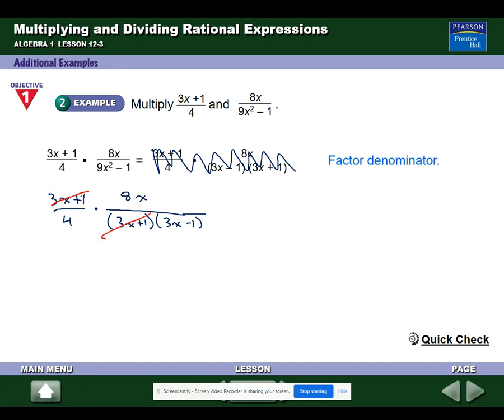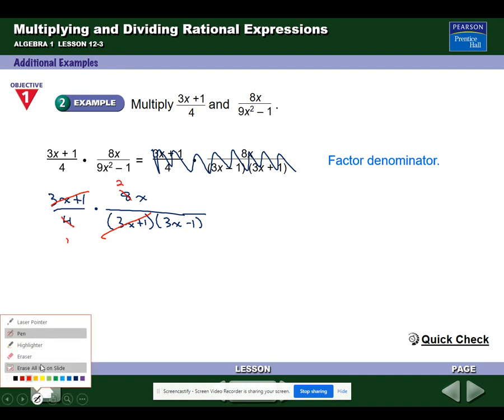Please realize that when you have this kind of multiplication, looking at the denominator, you have three things being multiplied: 4 times the quantity 3x plus 1 times the quantity 3x minus 1. In the numerator, you have 3x plus 1 as a quantity being multiplied by 8 being multiplied by x. So yes, you absolutely can slash those out that way. Also, 8/4 reduces to 2 over 1. And I think that's it.